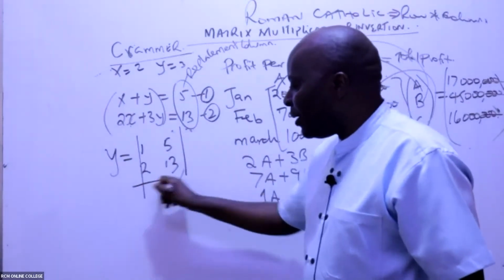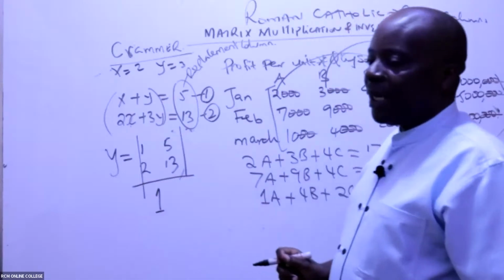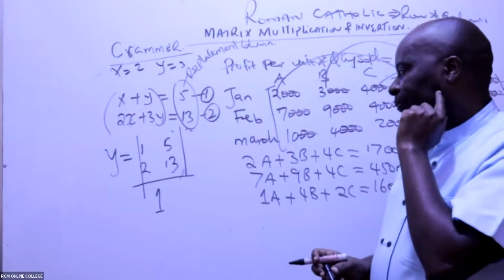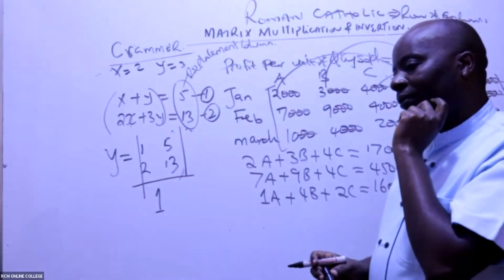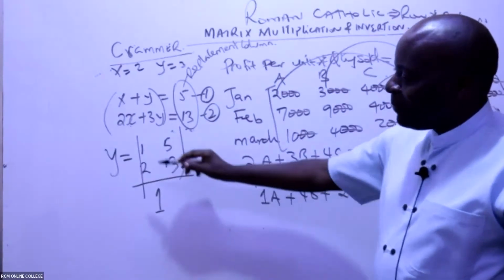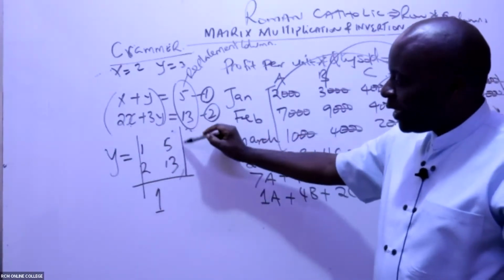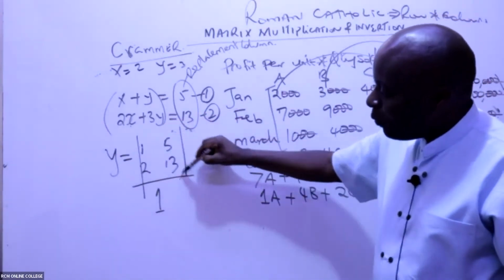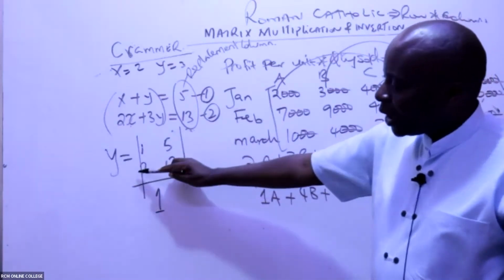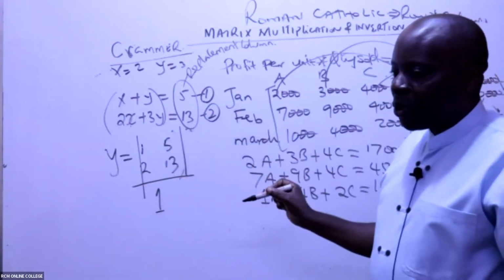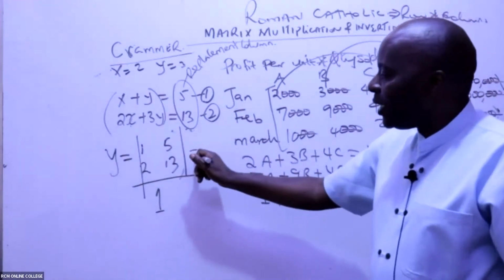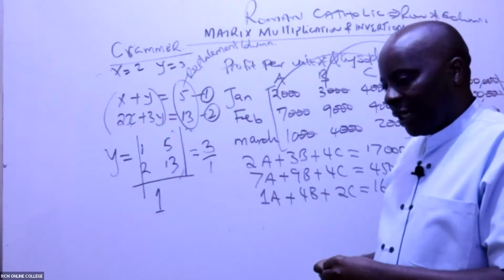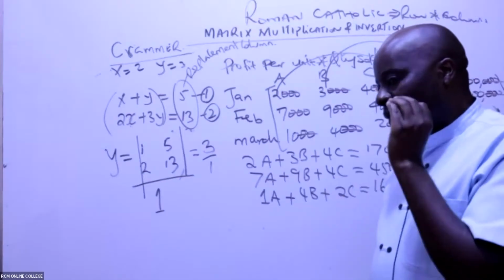Now we shall divide these by the determinant of the base. Is there somebody who is able to give me the determinant? Whenever you see these two strokes over these lines, it means that we get the determinant. So it will be product of primary 13 minus product of secondary 10. So 13 minus 10 gives me 3. 3 divided by 1 gives me 3. So y is 3.